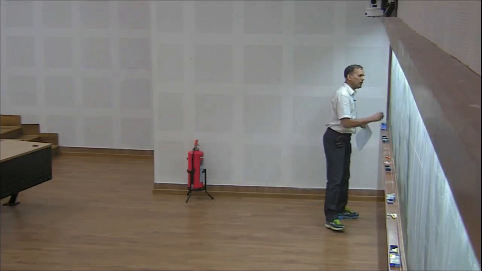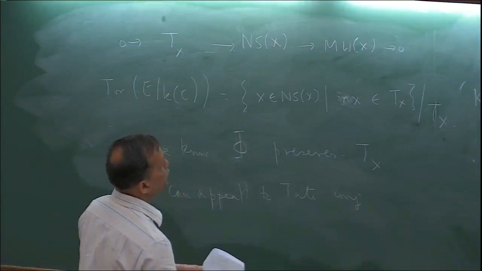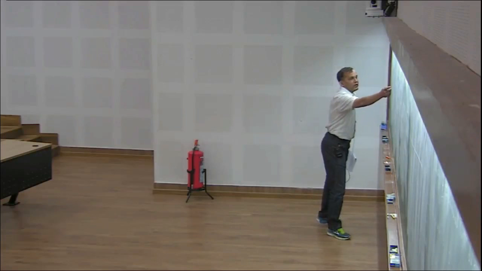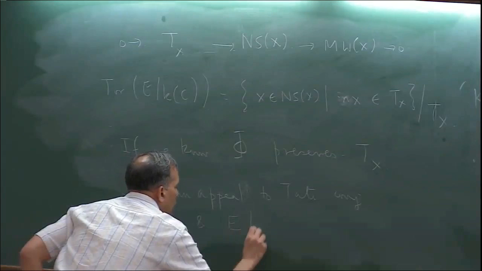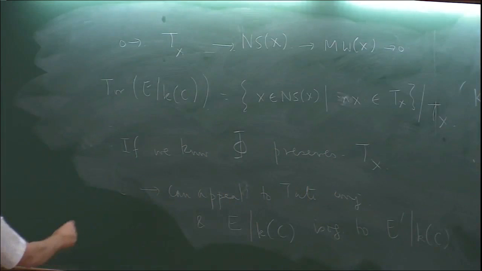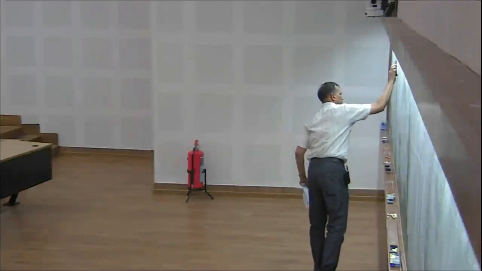I can appeal to the Tate conjecture. The fact about compatible with various base changes will basically imply that it's Galois compatible. So you can apply Tate, the torsion is captured, and say that E over Kc is isogenous to E dash over Kc. Okay, so I have to know this.